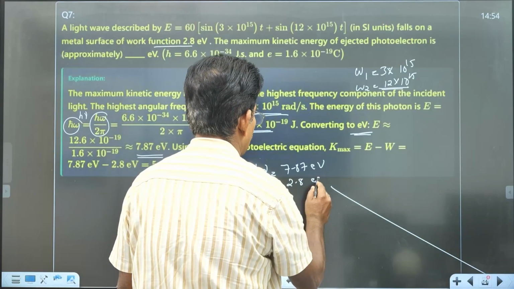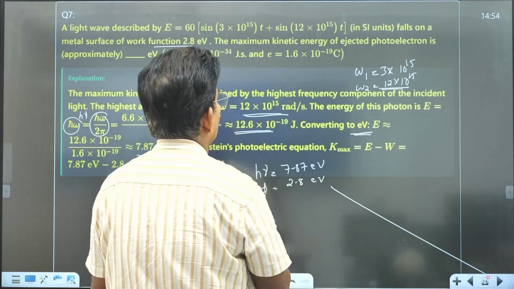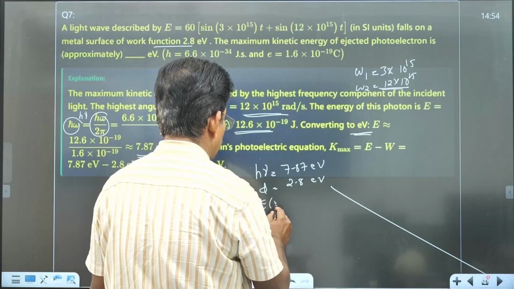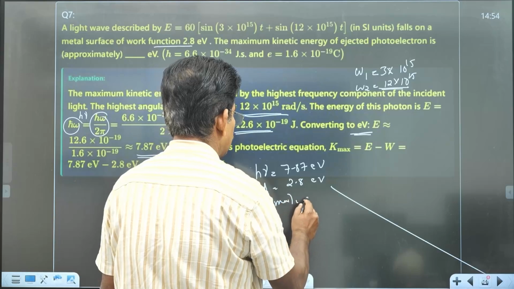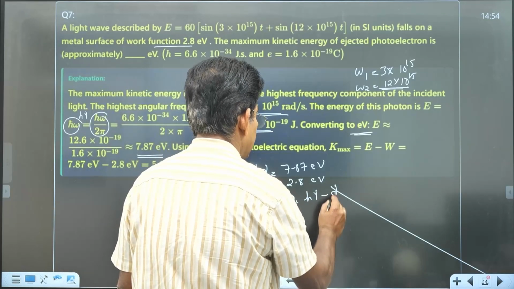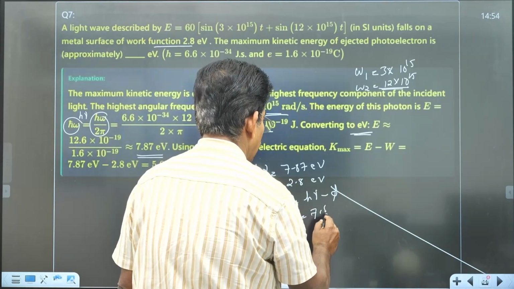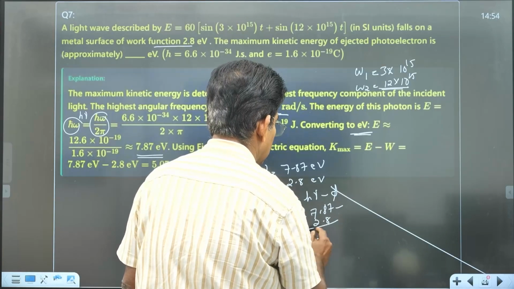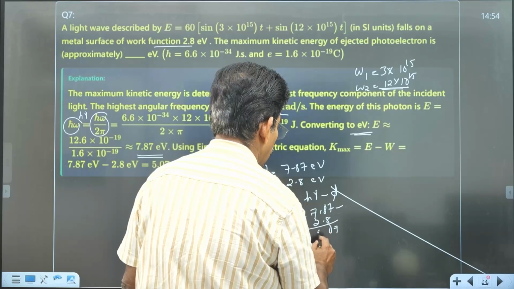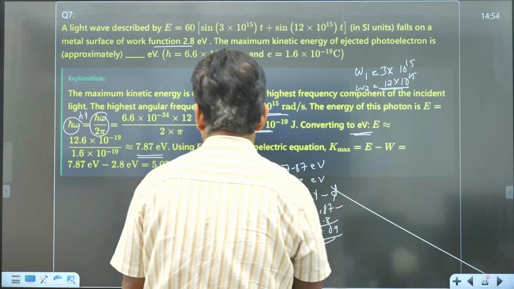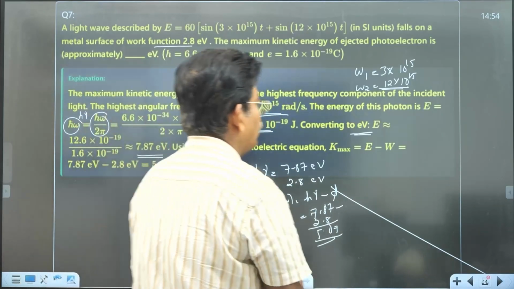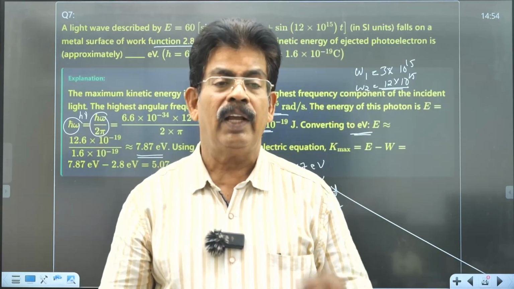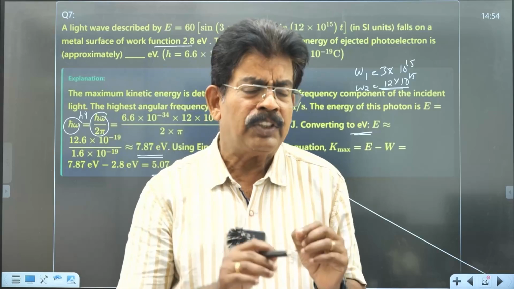2.8 electron volt. Therefore, we have to calculate the maximum kinetic energy of the photoelectrons emitted. That comes to be h nu minus work function, 7.87 minus 2.8. That comes to be 5.07, nearly 5.1 electron volt. The option is the fourth option. Okay, very direct question. So one twist appears here.